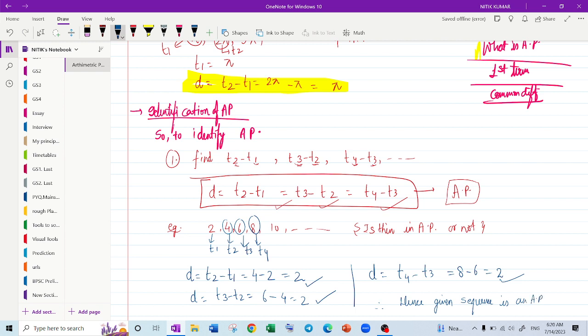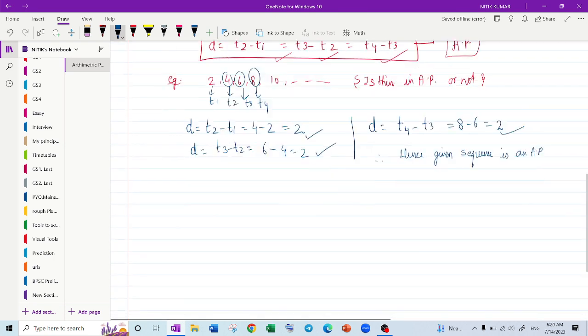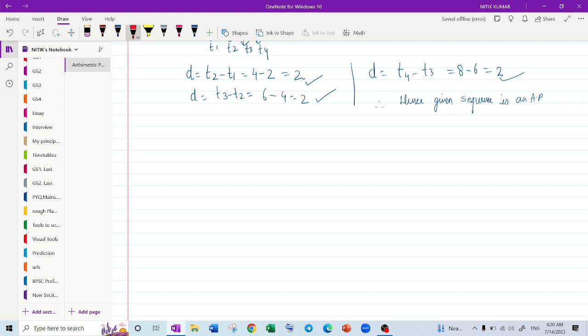Clear till now? I will take one more question. The question is 1, 1 by 2, 1 by 3, 1 by 4. We have to tell whether this is an AP or not. For identification of AP, we say this is T1, this is T2, and this is T3. We find D, which equals T2 minus T1. The value of T2 is half, so half minus 1 is minus half.